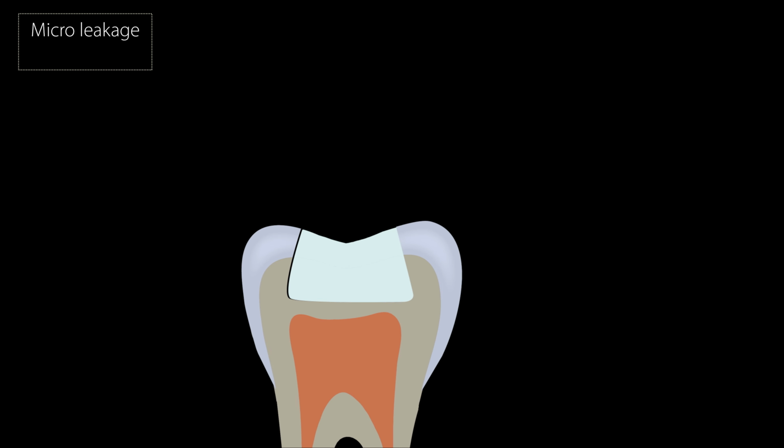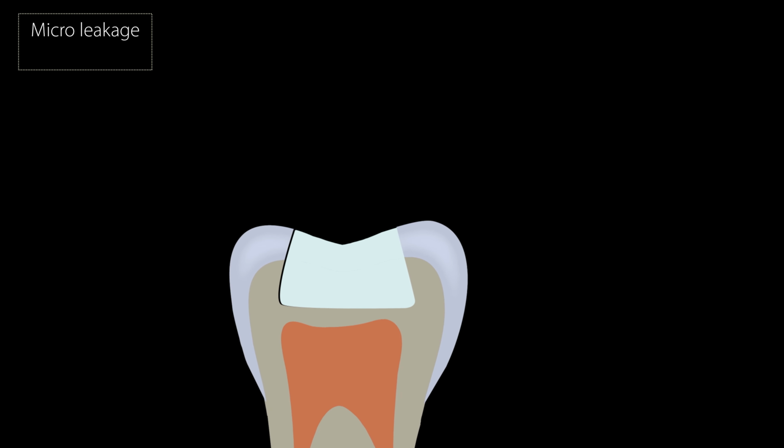And the next and the final one is the micro leakage. The micro leakage is the gap which is formed between the tooth and the restoration, and it can allow the conduction of liquids or bacteria from the oral cavity to the deeper portions.